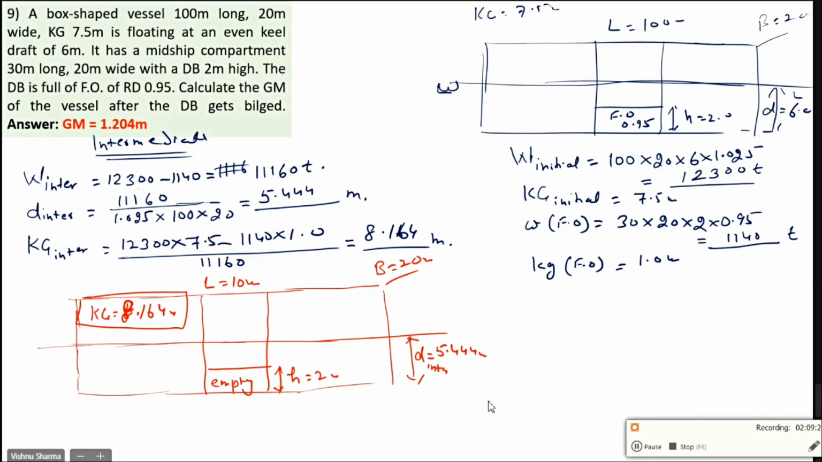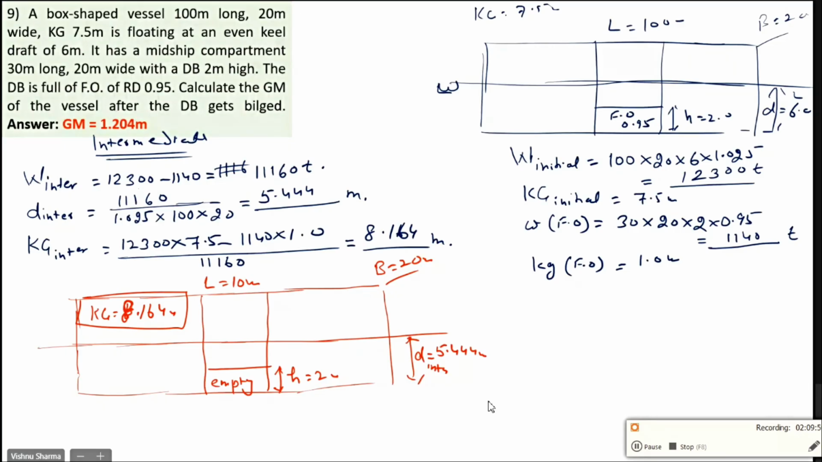So if everything is the same and the only difference is the DB, and if I now make the DBs also the same, then the two ships have become the same. Correct? The only difference is in the DB, and if the DBs are brought to the same condition, then both ships will become the same. And this is exactly what the bilging would do.